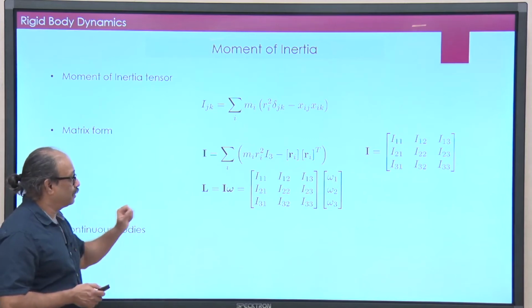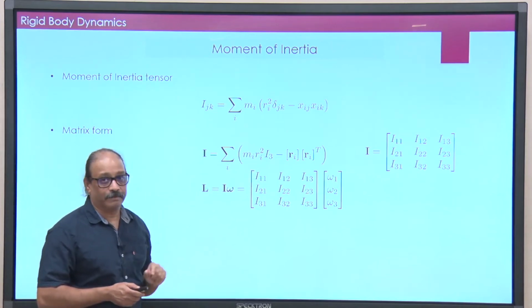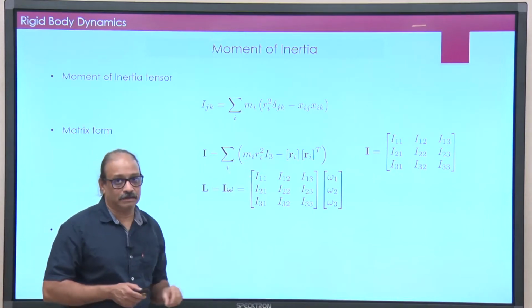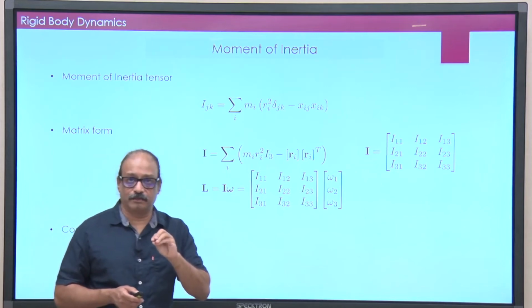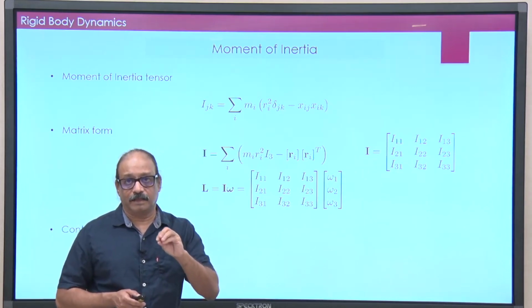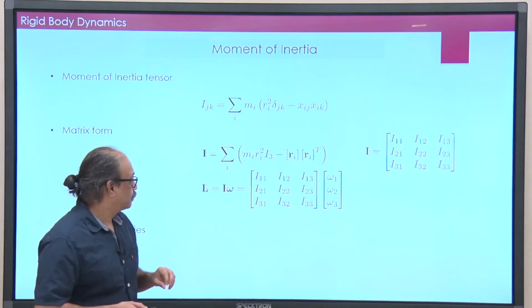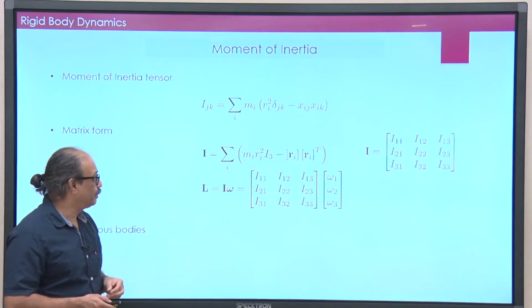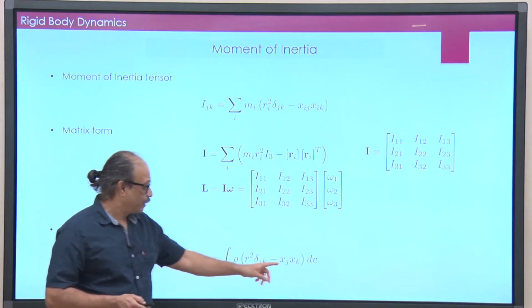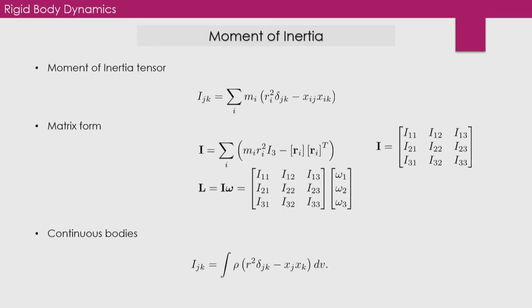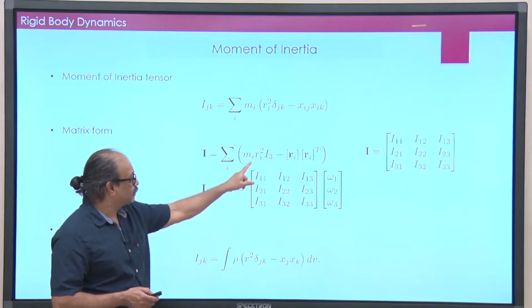If you have continuous bodies, then how would I write this formula? For this mass I would take a tiny volume of the rigid body, and what is the mass in that tiny region? That would be density into the volume. So, we take an elemental volume dV and multiply it by rho, that gives me the mass of the small volume, and then the rest of it is simple.